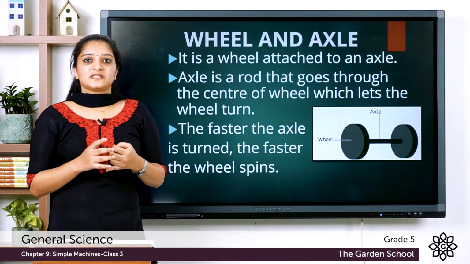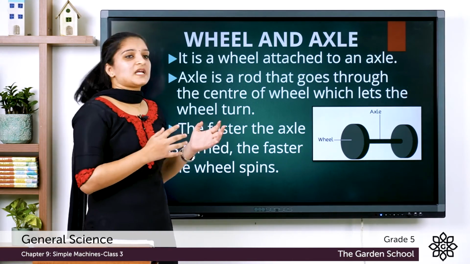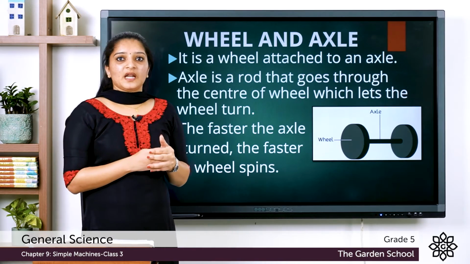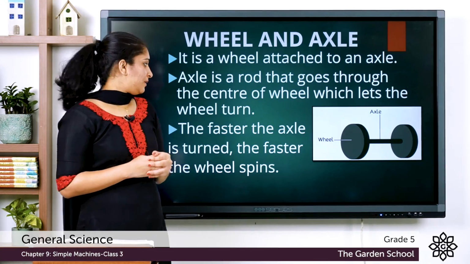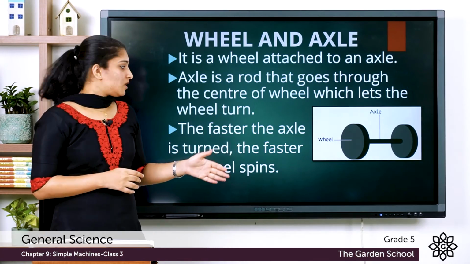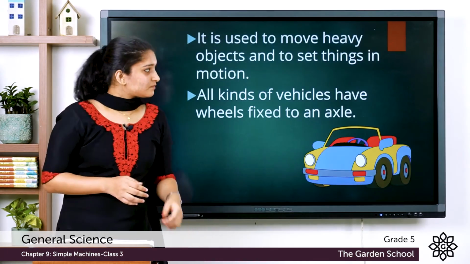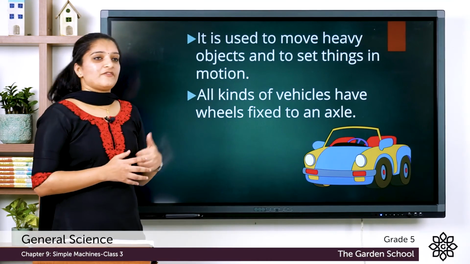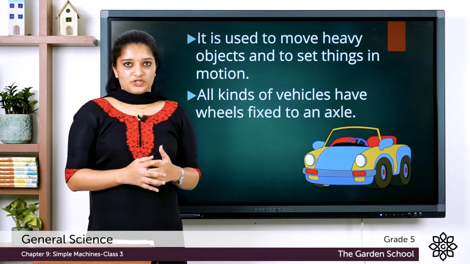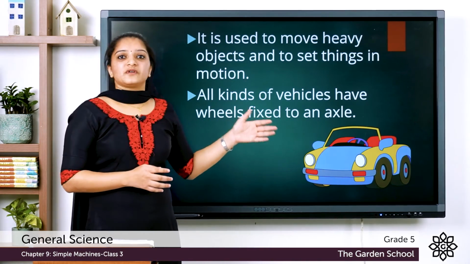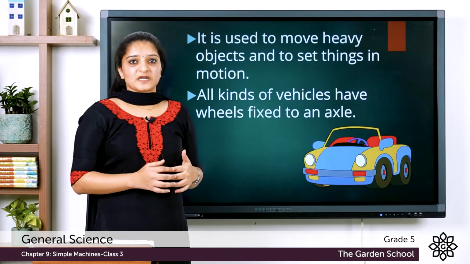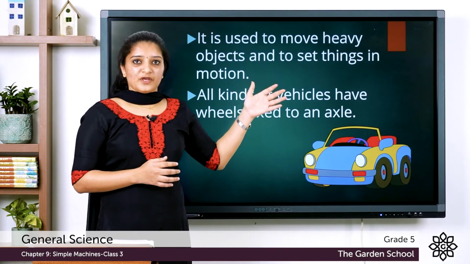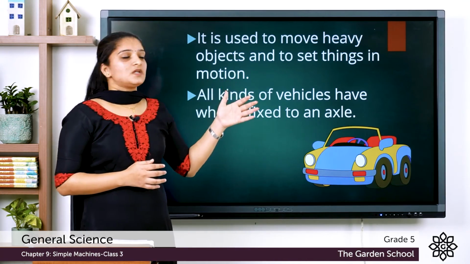So, wheel and axle is a simple machine in which the wheel is attached to the axle, and the axle is the rod that goes through the center of the wheel and helps in the motion of the wheel. The faster the axle is turned, the faster the wheel spins. And what is the use of wheel and axle? It is used to move heavy objects and to set things in motion. Most of the vehicles that we see on roads work with the principle of wheel and axle.